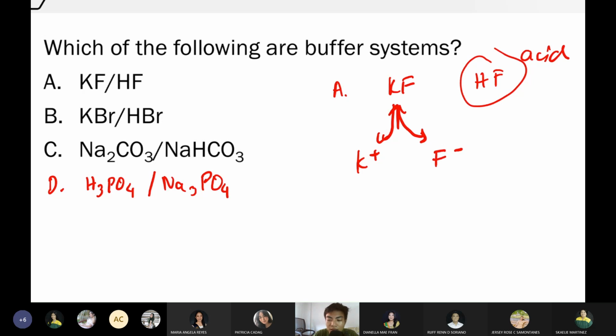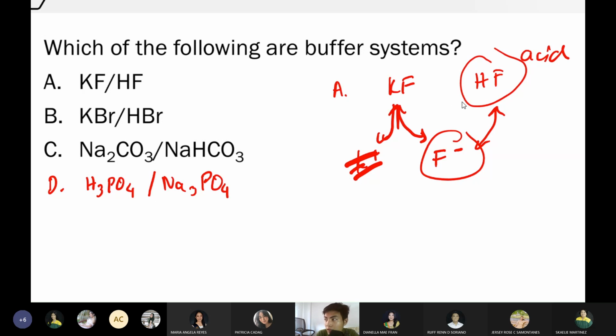Diba sabi ko sa inyo kanina, yung potassium and yung sodium, yun yung pwede ipalit sa H kapag gagawa tayo ng conjugate base. So you just disregard the K plus and you compare this ion with your HF. Are they related? Pag sinabi kong related, sila ba ay conjugate acid-base pair? The answer is yes. They are conjugate acid-base pair.